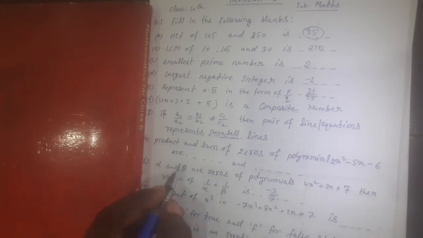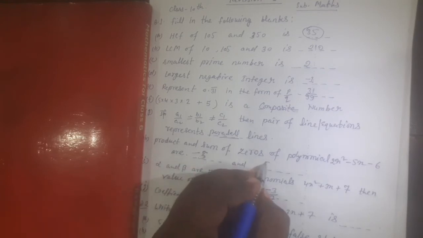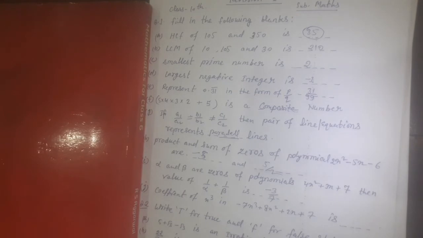And the right answer for here, the sum of zeros is 5 by 2 and the product of zeros is minus 3. Okay, so clearly you can see here. Now next question, coefficient of x cube is here. See here, in the x cube term, the minus 7 is the coefficient of x cube. Okay, moving to the next question.